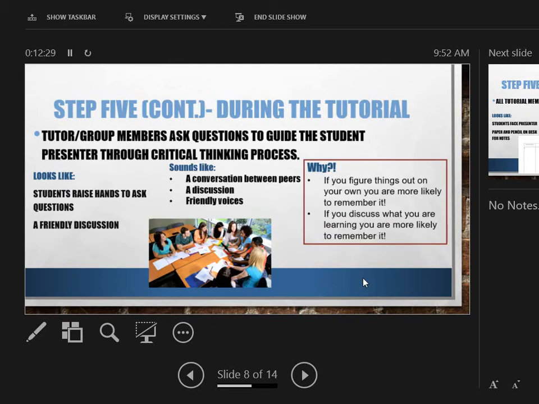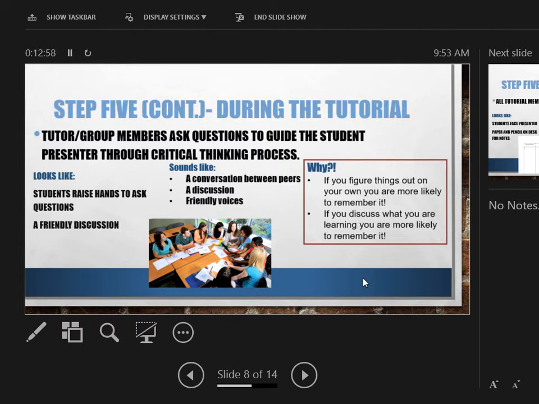Alright, then we make sure that the tutor or the group members are asking questions. So the first thing is the presenter reads their 30-second speech. They tell you what their question is and what they've already tried. And then we can start asking them questions. We don't point out the obvious, we don't just answer their question for them. We ask them questions because when you figure out something on your own, you're way more likely to remember it.